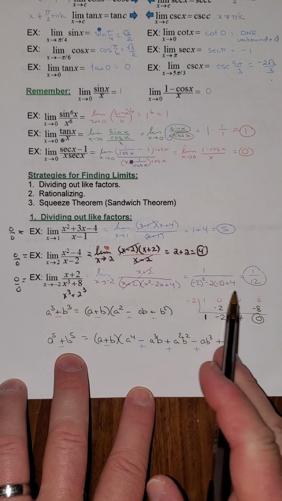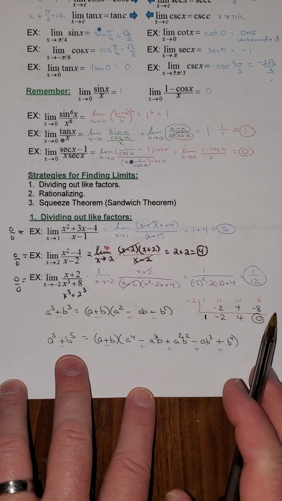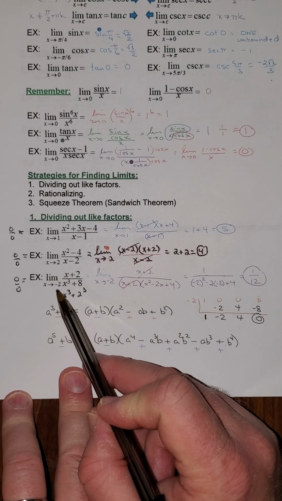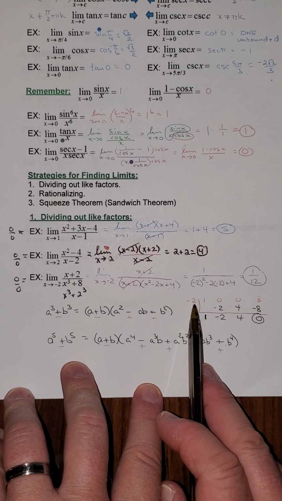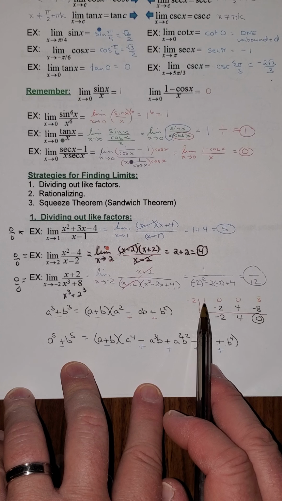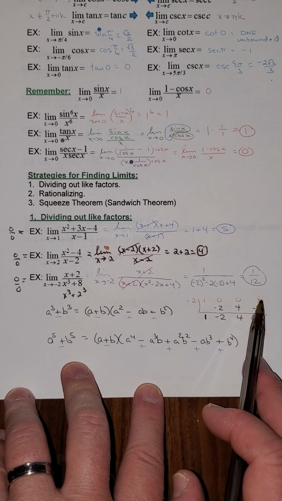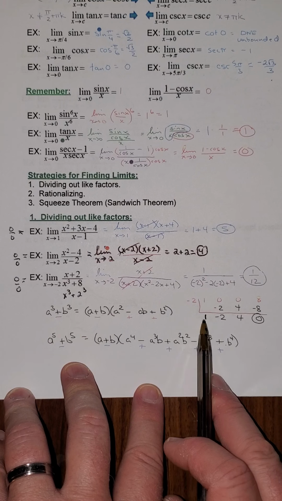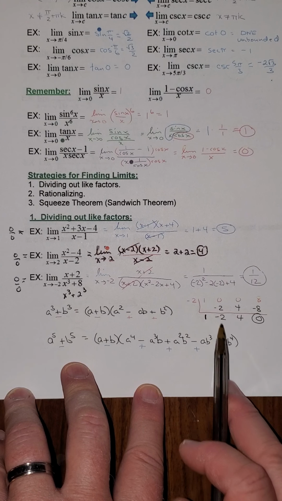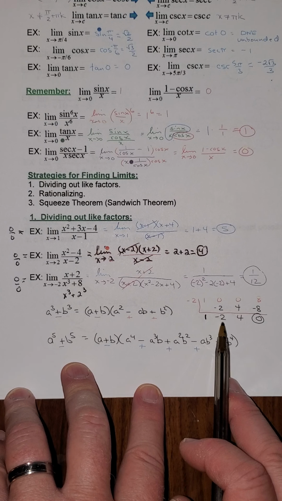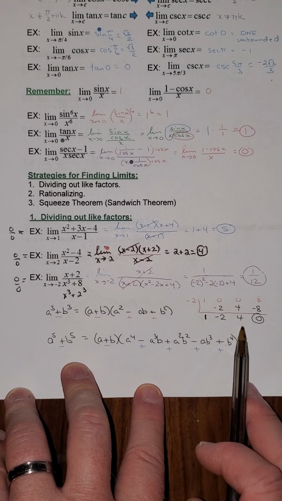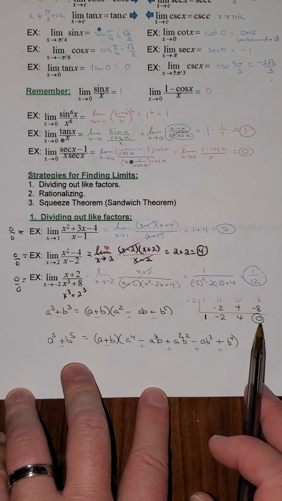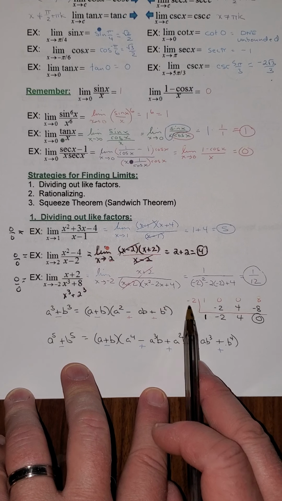Now, you see some other work here that I put down. This is just showing you again, if you don't remember how to factor, you can use synthetic division. If x is approaching negative 2, put negative 2 out front, and that's x cubed plus 0x squared plus 0x plus 8. Do your synthetic division. Drop the 1, multiply, add those numbers. Multiply again, add those numbers. Multiply again, add those numbers. The remainder is 0. Why is that? Because x plus 2 is a factor of the bottom.